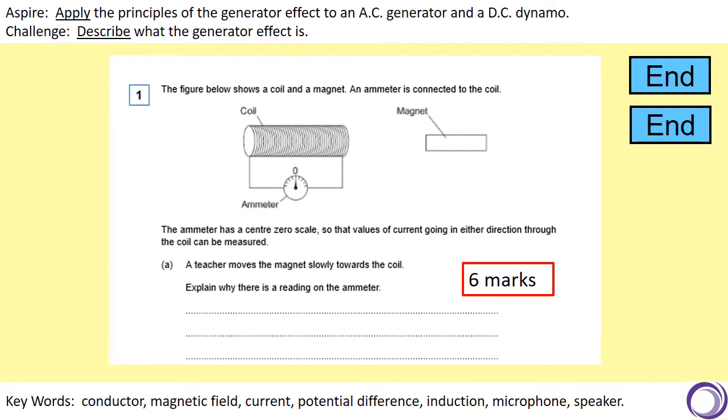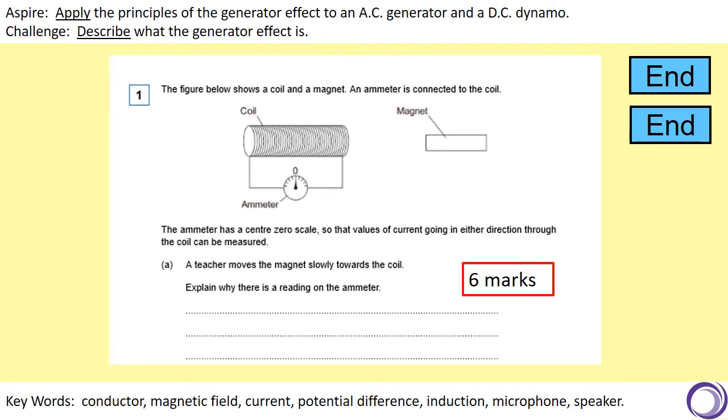Let's make sure then that we're only writing down what we need to write down. So we've got an ammeter with the 0 scale, centre scale. So you can see at the moment it's pointing straight up and we've got a 0. So when a current flows, it's going to move left or it's going to move right. The teacher moves the magnet slowly towards the coil. So we don't have to describe what's going on and explain then what's going on when it comes back out. We're just talking about moving towards it.